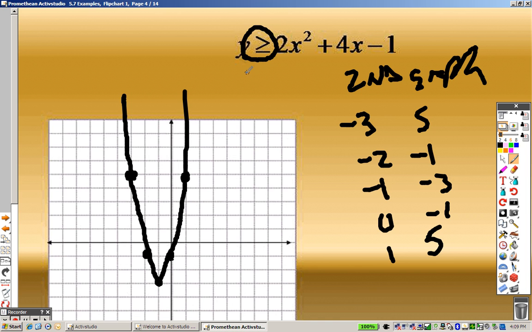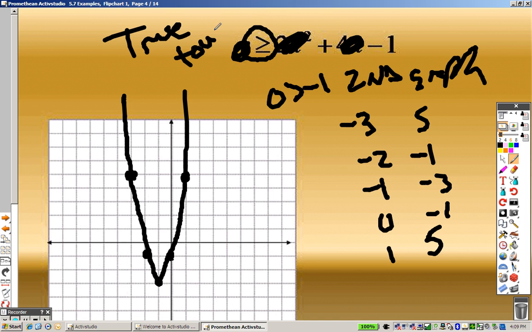Now I need to pick a point not on that line. I know that 0, 0 is not on that line. 0, negative 1 is, so I pick 0, 0 again. I plug a 0 in here. That cancels out. That cancels out. So is 0 greater than negative 1? That is true. So I shade towards the point, and that point, 0, 0, is right inside here. So that means I shade all of that on the inside.